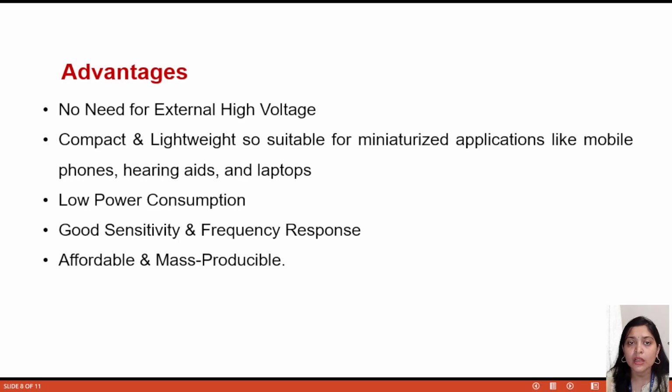Now these are the advantages. First and most important, no battery is required. This is very important for the electret microphone. The difference between the condenser microphone and the electret microphone is, first, that in the case of the condenser microphone a battery is needed, while in the case of the electret microphone a battery is not needed, as the charge is inbuilt. Next, it is compact and lightweight, so suitable for miniaturized applications like mobile phones, hearing aids, laptops. It has low power consumption, good sensitivity and frequency response, and is affordable and mass producible.